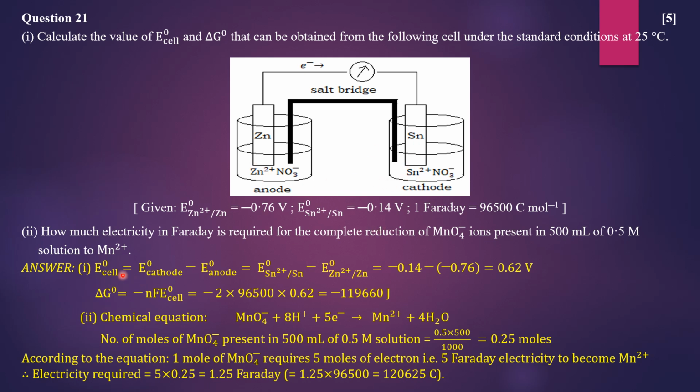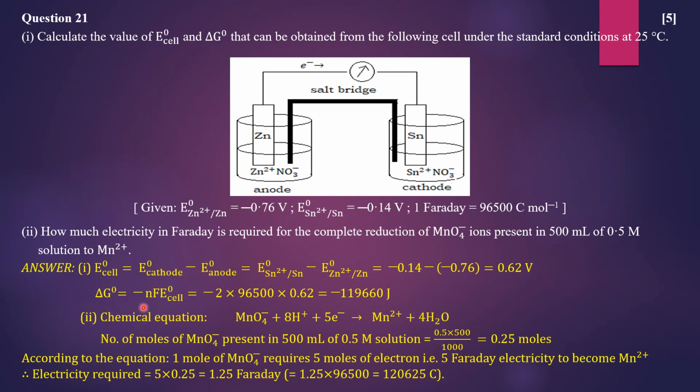So simply we know that E naught cell is E naught cathode minus E naught anode. So Sn2+|Sn minus Zn2+|Zn. Now here very often we see a mistake. Students forget to use the minus sign two times. One minus for the equation, the other minus because the value given is minus 0.76. So it will become minus minus plus, and the value will come positive.